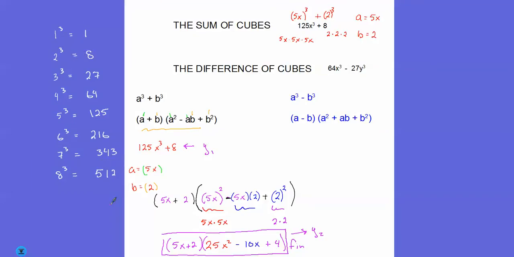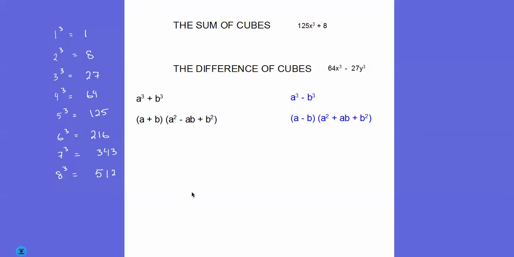All right? Let's work the same process, but with a difference of cubes. In this case, I see that 64 is really going to be 4 cubed. So I have 4x to the power of 3. 27 is going to be 3 cubed. That's going to be 3y, so it's going to be 3y cubed.